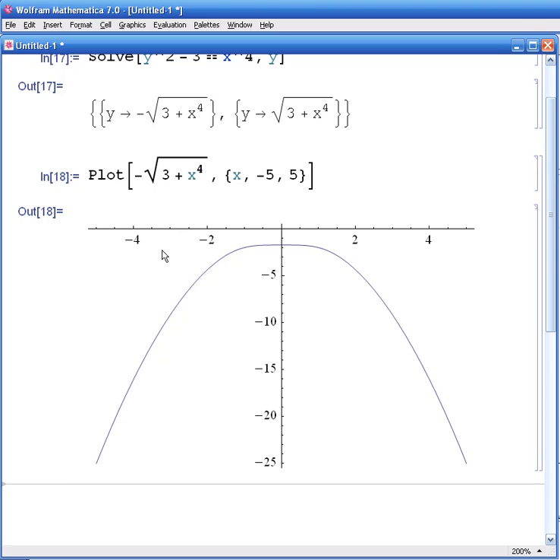To get the other one, I could do it on a separate graph or I could do them in the same graph. But to see how to do two graphs on one axis, that's in another video which will come up next.